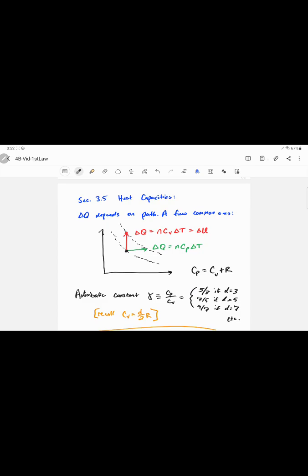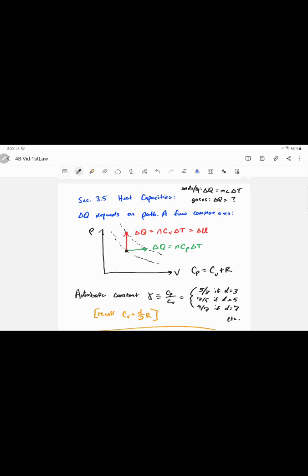The next section revisits a formula in calorimetry. So for solids and liquids, we didn't have to worry about the volume changing. And so for solids and liquids, we wrote delta Q equals m times lowercase c times delta T. Now for gases, delta Q equals, well, it depends.